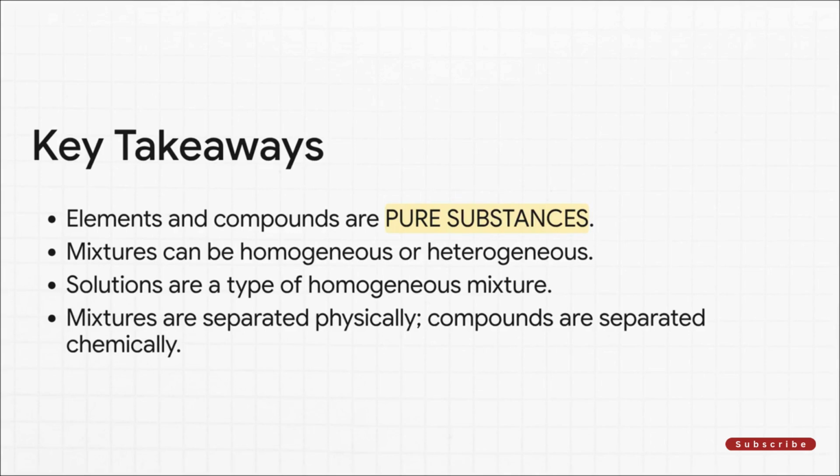So let's wrap it up with the 4 biggest takeaways. 1. Elements and compounds are the 2 types of pure substances. 2. Mixtures can be either homogeneous, where they're perfectly mixed, or heterogeneous, where they're not. 3. Solutions are just a fancy name for homogeneous mixtures. And 4, the big one. You can separate mixtures physically, but you need a chemical reaction to break apart compounds.